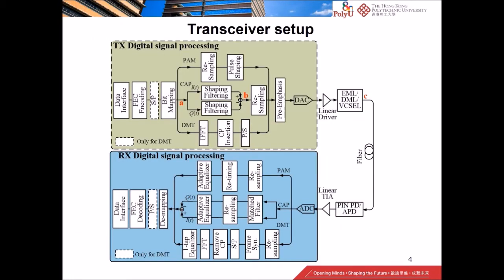Okay, so this is the transceiver setup for these three signaling formats that we have just talked about: PAM, CAP, and also DMT. Essentially, it is quite similar to what you would expect in traditional long-haul systems. And also a lot of the signal processing blocks are quite similar to what you have in standard telecom systems. Okay, all right.